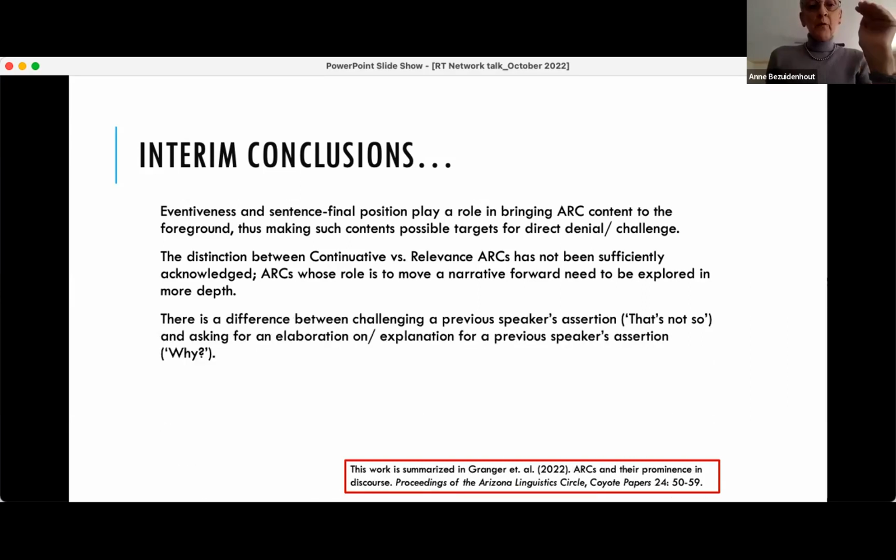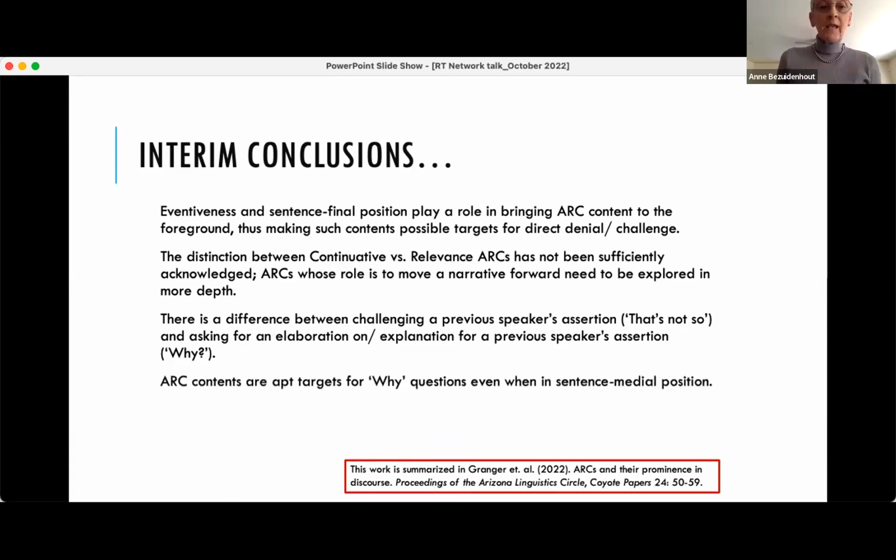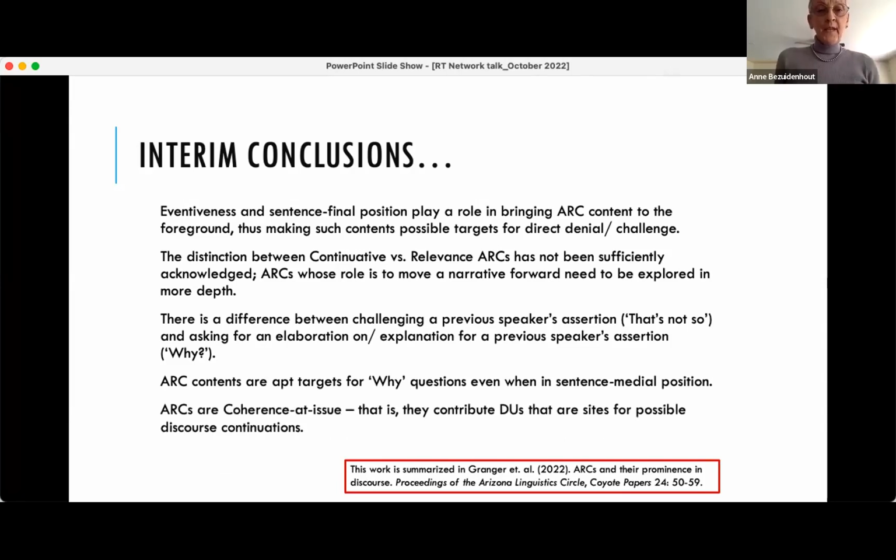And the other important thing is that there are these two tests that we've used, the direct denial and the elliptical why. They show that there's a difference between challenging a previous speaker's assertion, that's not so, and asking for an elaboration by asking why, because arc contents seem to be apt targets for why questions, even when they're in sentence-medial position. So once again, we think that arcs are coherence at-issue. They contribute discourse units that are sites for possible discourse continuations.